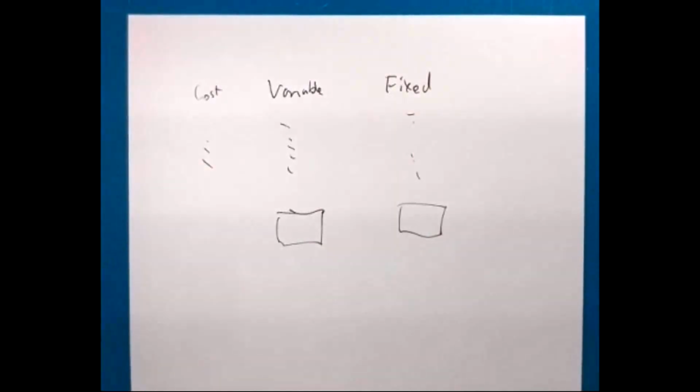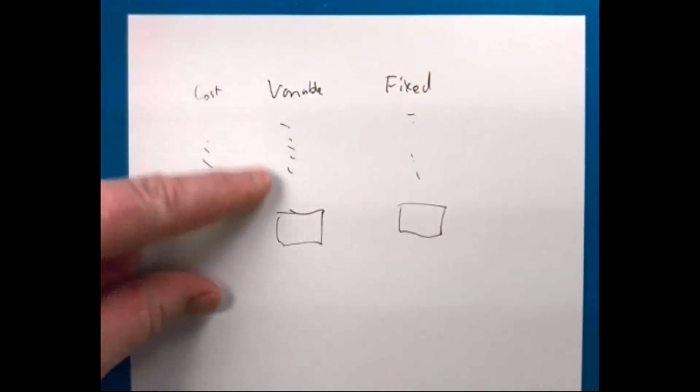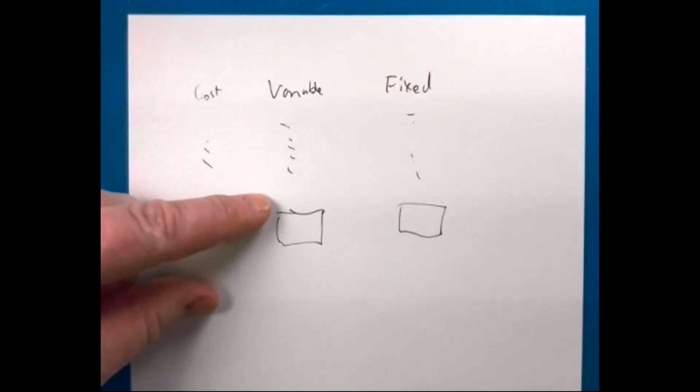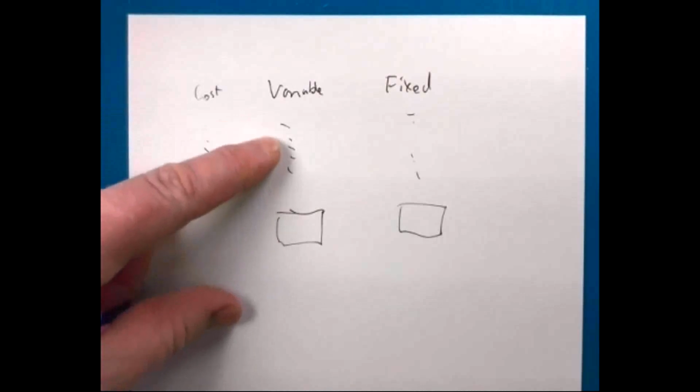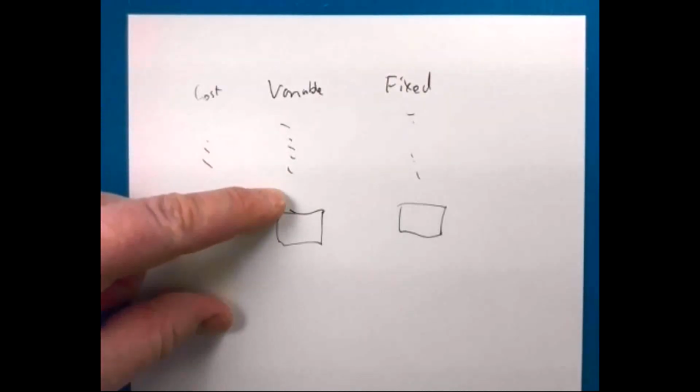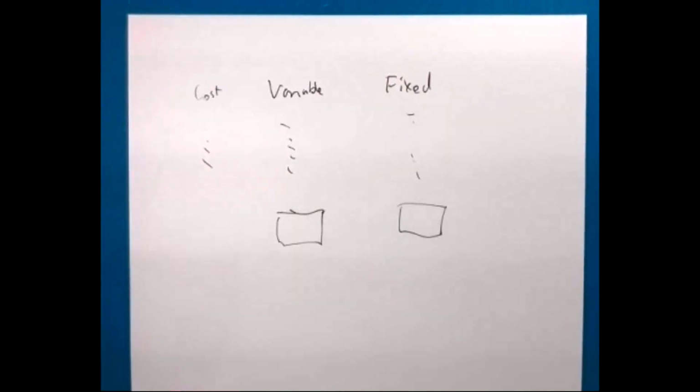The problem with that is that you may have thousands of items. And not only may you have thousands of items, it may be difficult to know what's variable and what's fixed. There are things that are variable, there are things that are fixed, and there are things that might be both.